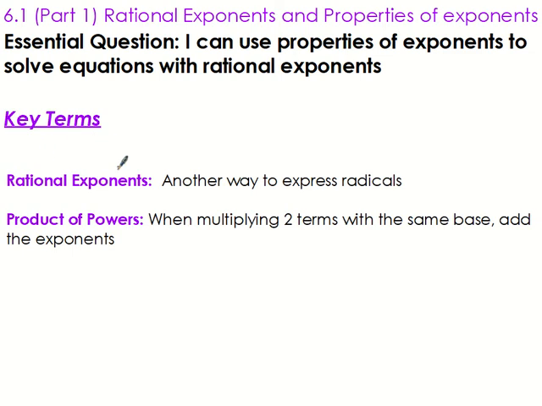So our key terms are rational exponents. It's just another way to express what's called a radical, all right? And then we have product of powers. It's when you multiply 2 terms with the same base, add the exponents. So it's something like if I had 3 to the 2nd times 3 to the 4th, it's really the same as 3 to the 2nd plus 4, which would get me 3 to the 6th.